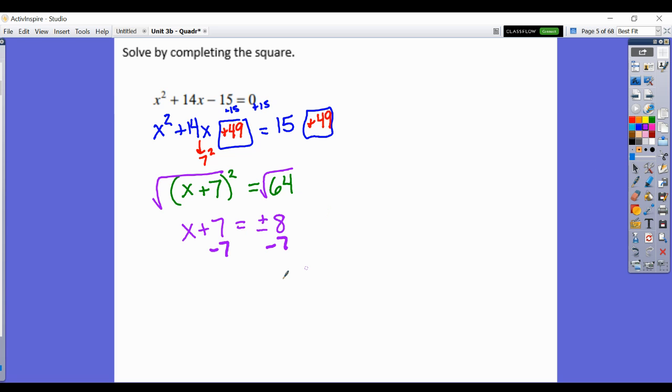Subtract 7 from both sides, and 8 minus 7 is 1. Negative 8 minus 7 is negative 15. These are our two answers, and we can always plug them back in up there and make sure that they equal 0 when we put them on the left-hand side.